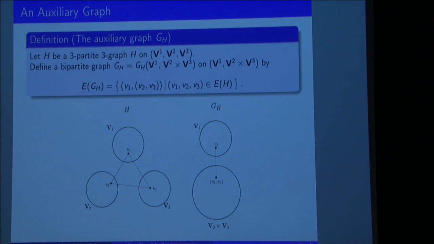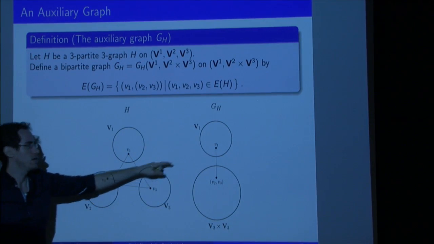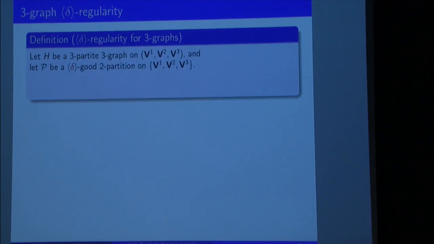The other half is this, and for this I will need to define an auxiliary graph. Suppose you have a tripartite tree graph on three vertex classes, V1, V2, V3. I can define the auxiliary bipartite graph G sub H to be a bipartite graph whose vertex classes are V1 and the product V2, V3. And simply, for every hyperedge with vertices V1, V2, V3, I put an edge whose vertices are V1 and the pair V2, V3. This should be very familiar from the strategy that I gave for the lower bound. But in any case, you can view any hypergraph as a graph in this sense. Let me just call this the auxiliary graph. Here is the definition of delta regularity for tree graphs.